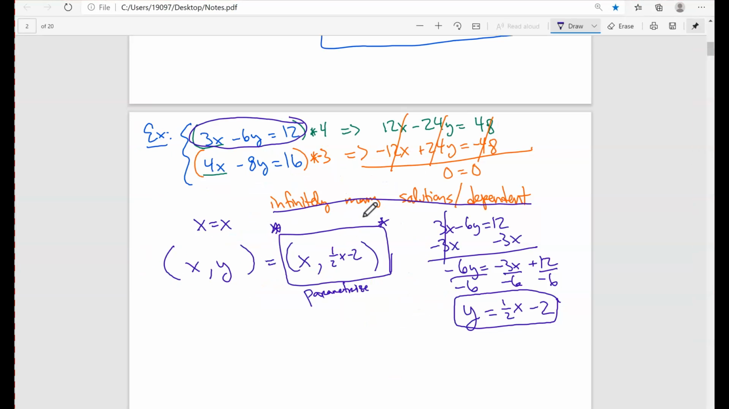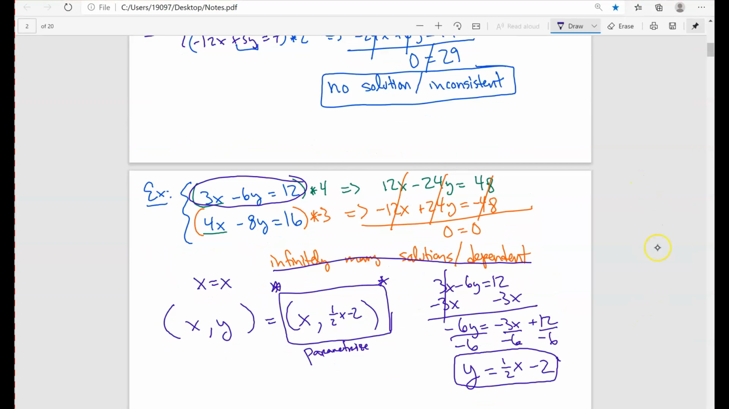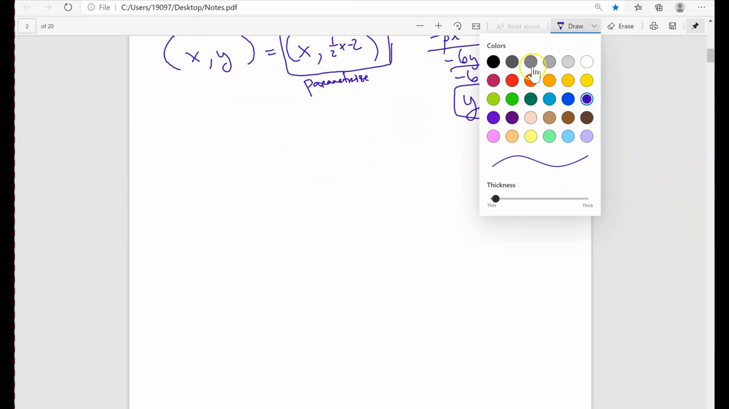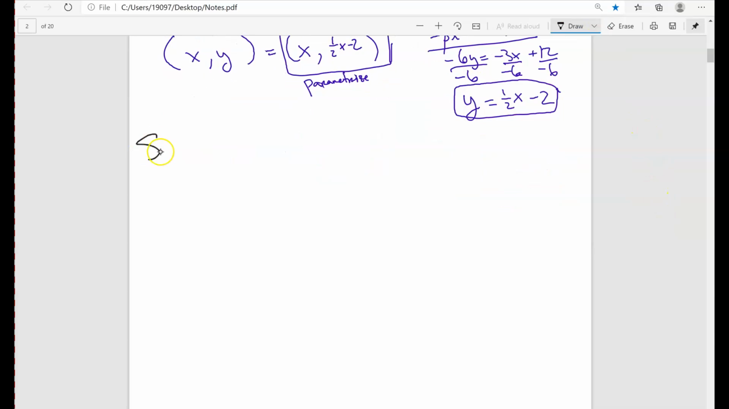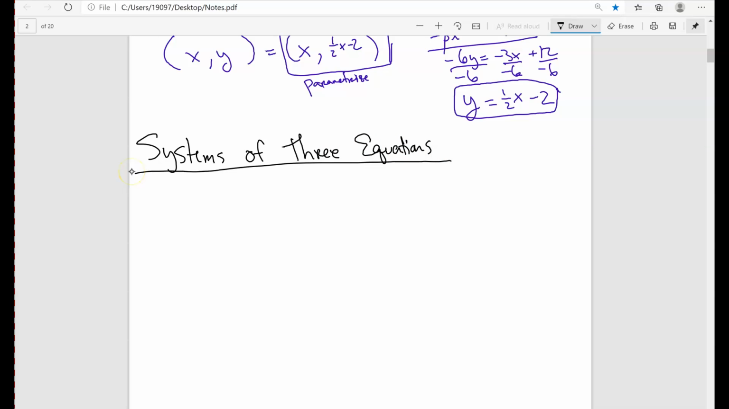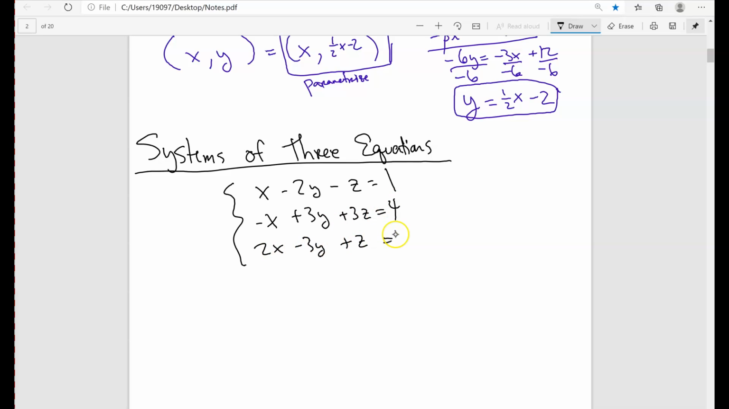Okay? So not only do we have systems of two equations, so this is two different equations, we can also do systems of three equations. Okay, so now what you're doing is you have something that maybe looks like this. So now you have something that looks like x minus 2y minus z is equal to 1, negative x plus 3y plus 3z is equal to 4, 2x minus 3y plus z is equal to 10.